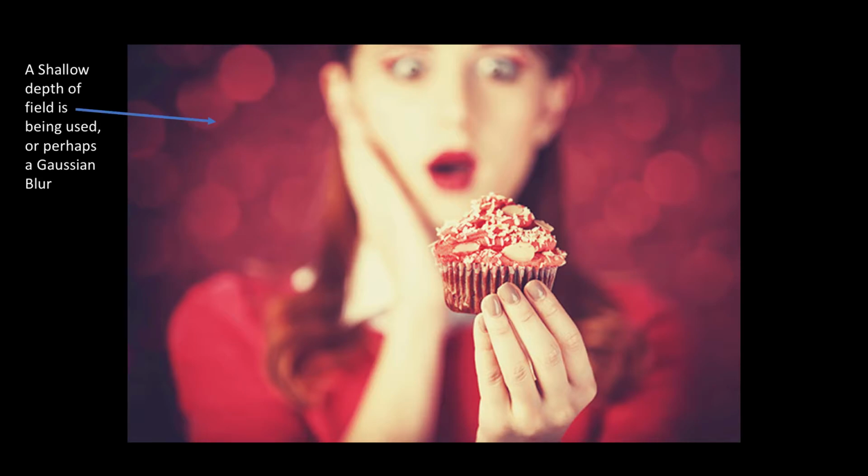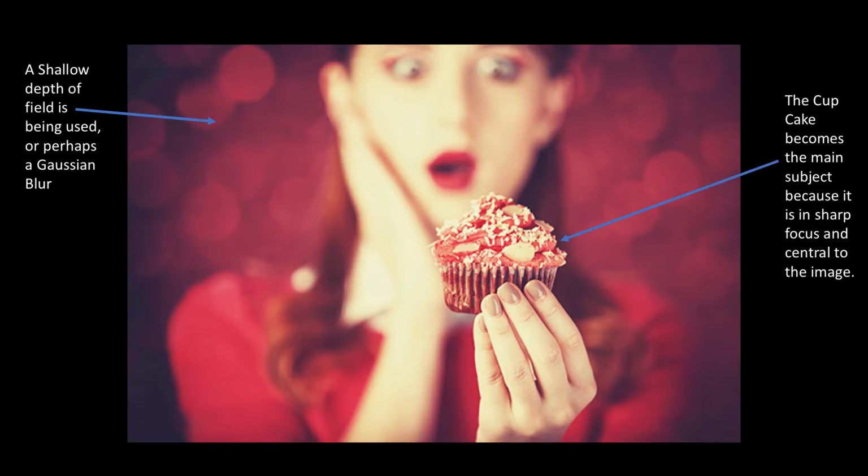So we could point out the fact that there's a shallow depth of field being used, or perhaps a Gaussian blur has been applied on Photoshop. We can already start to discuss our thoughts. We could talk about the fact that we think the cupcake stands out and the reasons why we think it stands out. Maybe because it's in the middle and it's centered, maybe because it's in sharp focus. You can start to bring these to people's attention straight away.